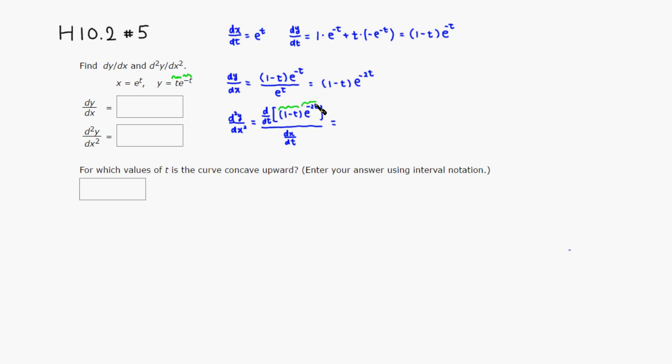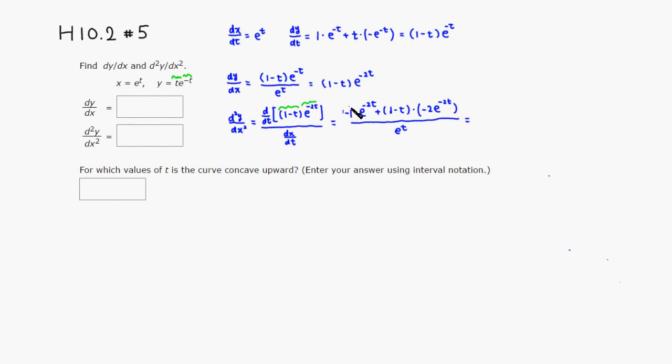Derivative of the first guy is negative 1 times e to the negative 2t, plus first guy is 1 minus t, and then multiply by derivative of e to the negative 2t, which is negative 2 e to the negative 2t. Then we're going to divide it through by dx over dt, which we already found to be e to the t.